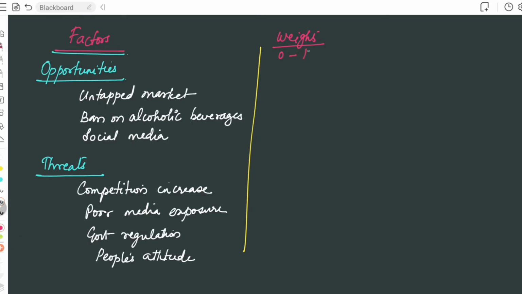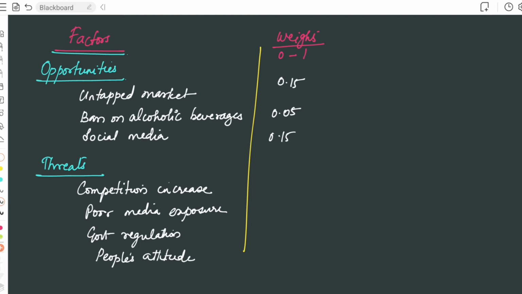Weights could be say from 0 to 1. Okay, 0 being the least important, with 1 being the most important, like that. So maybe the untapped market, okay, maybe we will assign it a weight of 0.15, that is 15% weight we are giving it. Maybe ban on alcoholic beverages, we are rooting for that opportunity, maybe it is given a weight of 0.05, that is the effect of a ban on alcoholic beverages could positively impact our strategy 5%. That is social media's influence. Maybe we will give it again a 15%, like that.